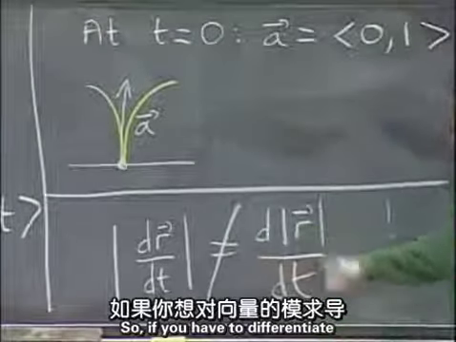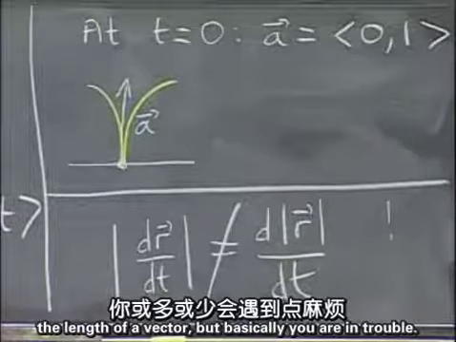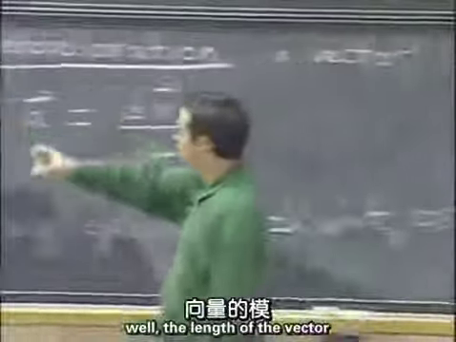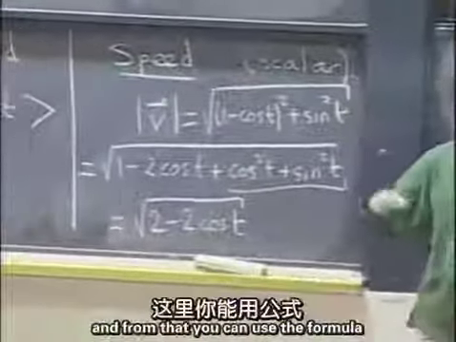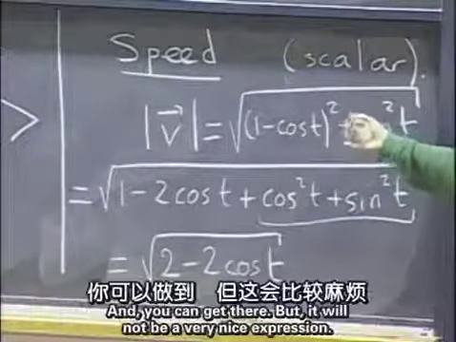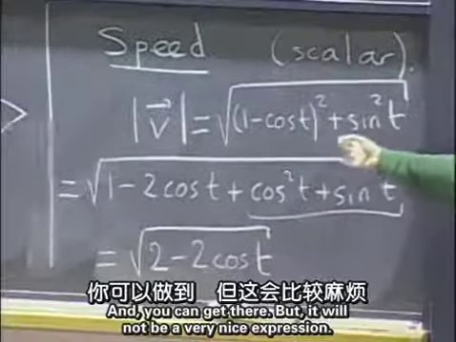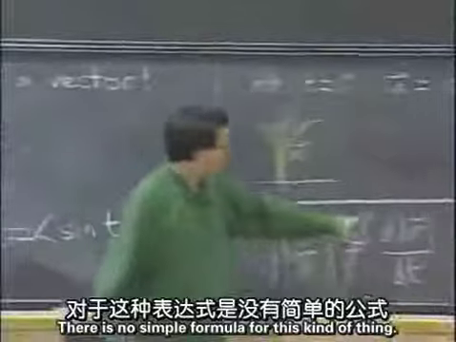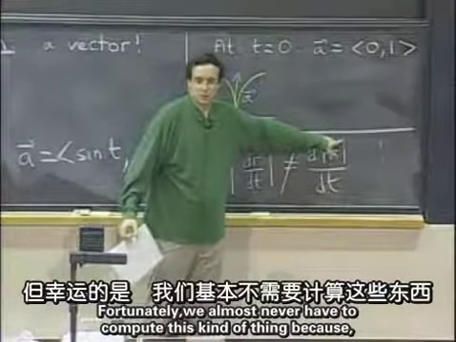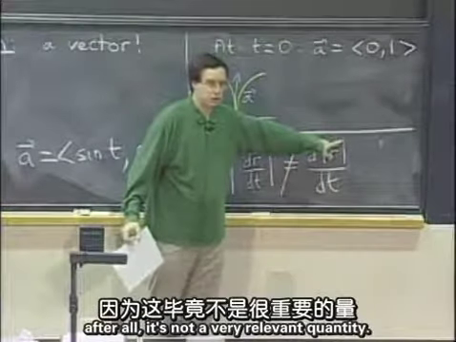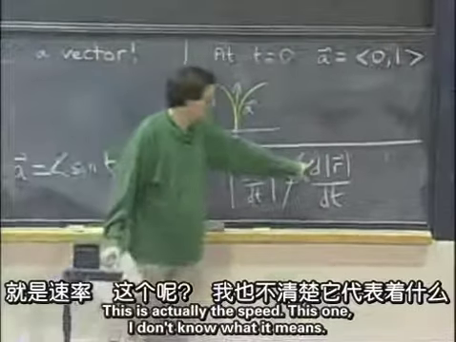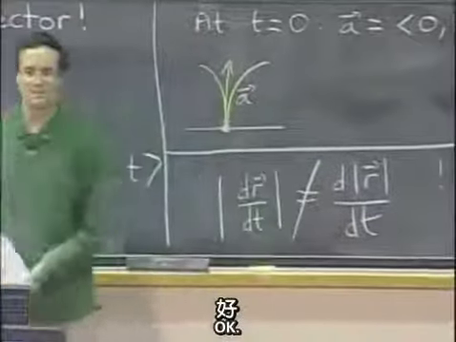Okay, so if you have to differentiate the length of a vector, then basically you're in trouble. If you really, really want to do it, well, the length of a vector is the square root of the sum of the squares of the components, and from that you can use the formula for the derivative of the square root and the chain rule and various other things, and you can get there. But it will not be a very nice expression. There's no simple formula for this kind of thing. Fortunately, we almost never have to compute this kind of thing, because after all, it's not a very relevant quantity. What's more relevant might be this one. This is actually the speed. This one, I don't know what it means in general. Okay?